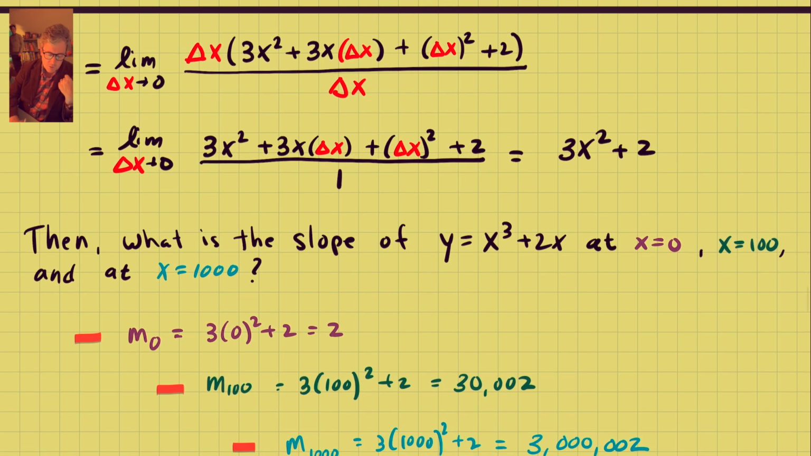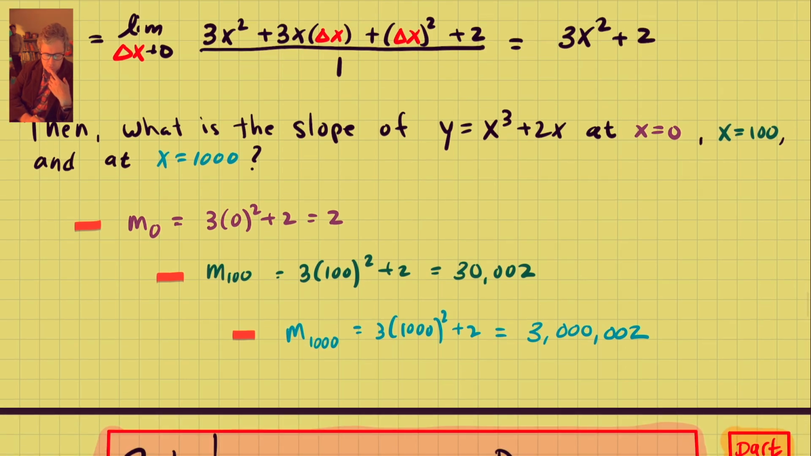So if I want to know, for example, what is the slope of y equals x cubed plus 2x at x equals 0, x equals 100, and x equals 1000? Well, I can use this right here. I plug those values in. The slope at 0 is 3 times 0 squared plus 2, so it's just 2. The slope at 100 is 3 times 100 squared plus 2, so it's 30,002. And I can even identify the slope at 1,000: 3 times 1,000 squared plus 2, so I get 3,000,002. That's the slope. This thing gets pretty steep.